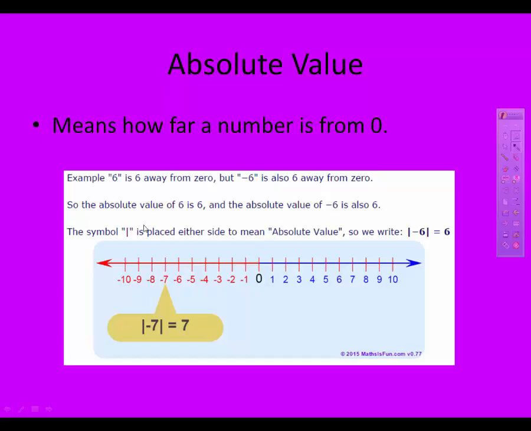So right here you'll know that they are wanting the absolute value by these two bars that are around the -7, because that's the absolute value sign. So the absolute value of -7 is 7. So I'm going to head over and flip over to the next page.